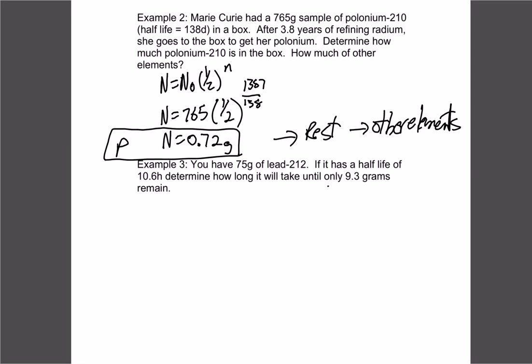Okay, so let's do one more example. This one we've got lead 212, and it says we've got 75 grams of it. So we have 75 as our starting amount. It says we have a half-life of 10.6 hours, so that means we'd have 10.6 on the bottom. This question is asking how long will it take in order to get 9.3 grams left over. So in this case, we're solving it for the time.